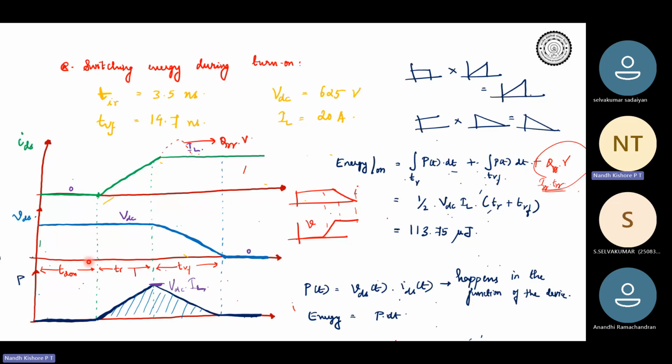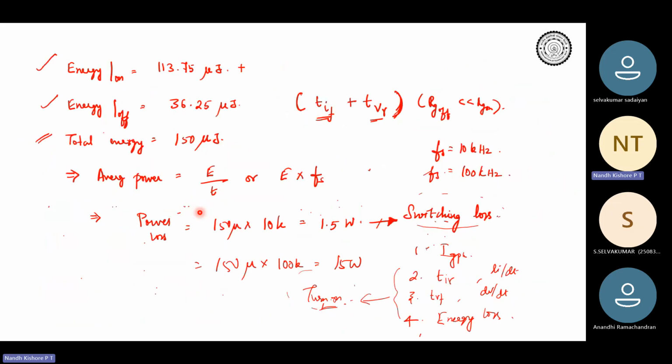We derived the entire thing for the turn on transition. Something analogous happens during turn off. We compute the turn off energy loss and then the total power loss. This is just your switching loss, the loss incurred for the device to turn on and turn off. Apart from that, there will of course be the conduction loss of the device, which will be I squared R, where I is the RMS current through the device. So this is how you compute the power loss.